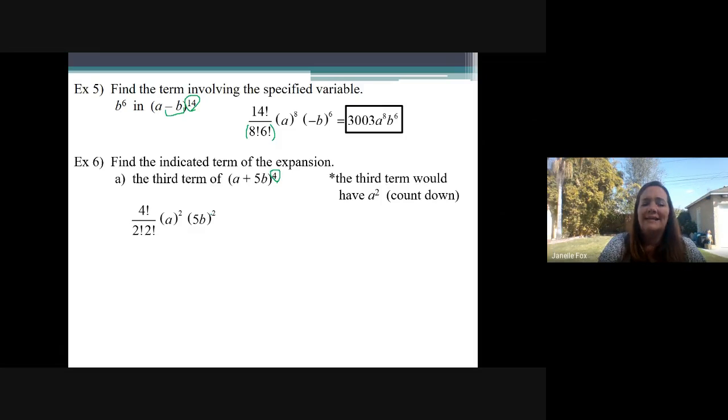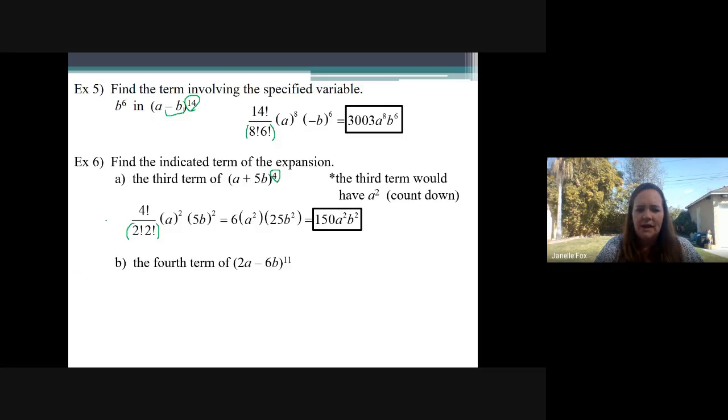Now we'll simplify. Remember, this goes in our calculator, remembering to put parentheses around the denominator. Also, we have to remember to bring that 5 to the squared power. So we have to do 2 things here. 4 factorial over 2 factorial is just 6. Then we have an a squared and then 25b squared. We clean that up and we get 150 a squared b squared.